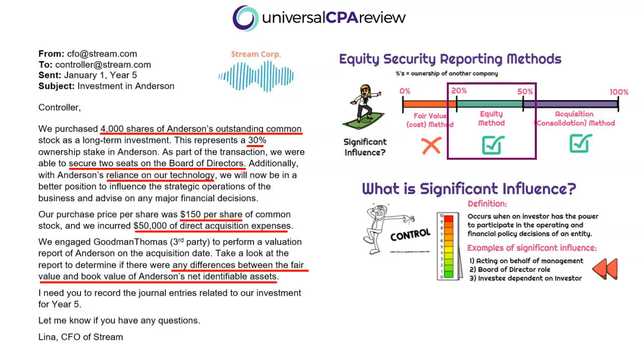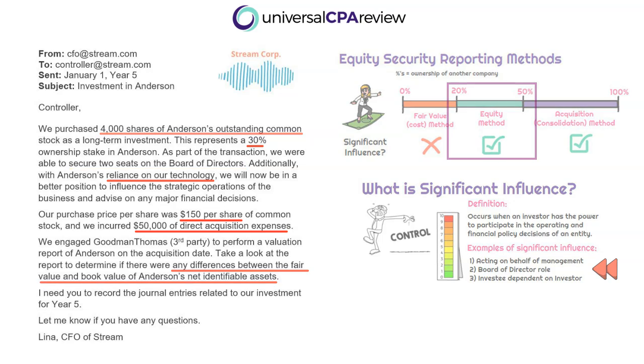And then, as you might expect, the CFO is requiring us as the controller to record the journal entries. Now, we might have a team to work with, but ultimately, we record the journal entries. The CFO will approve, right? So that's the email from the Stream CFO.